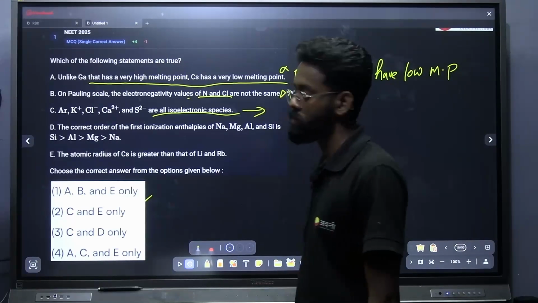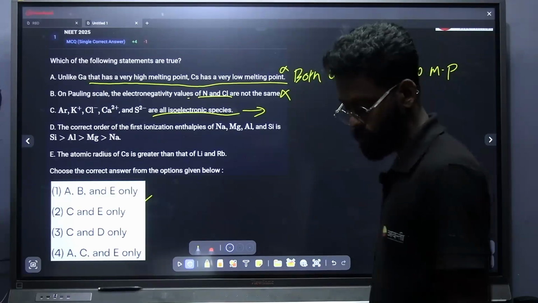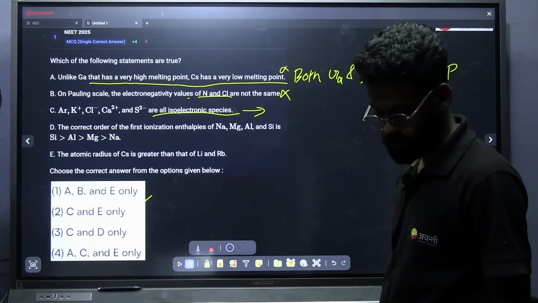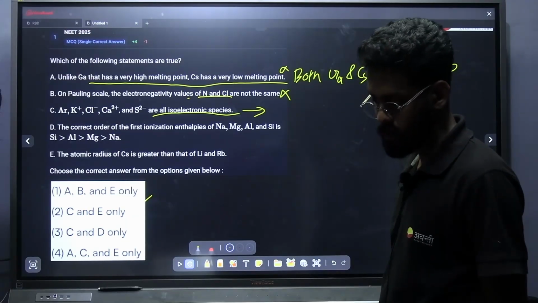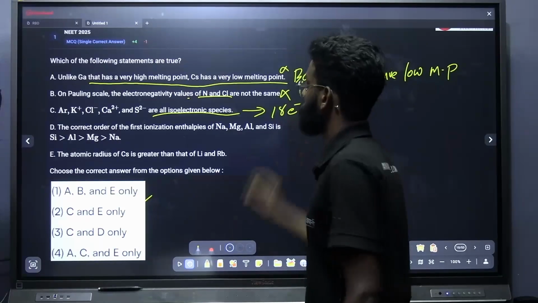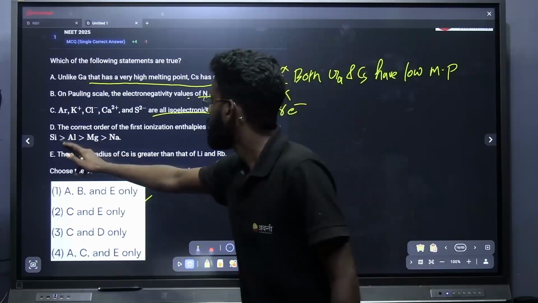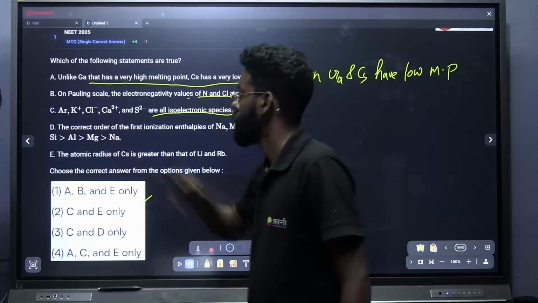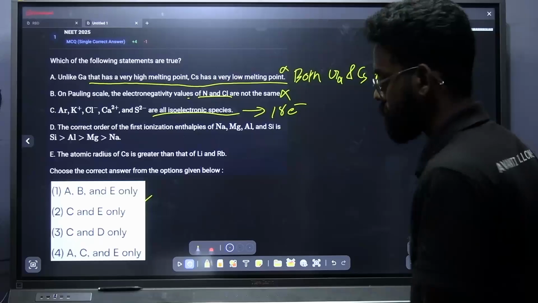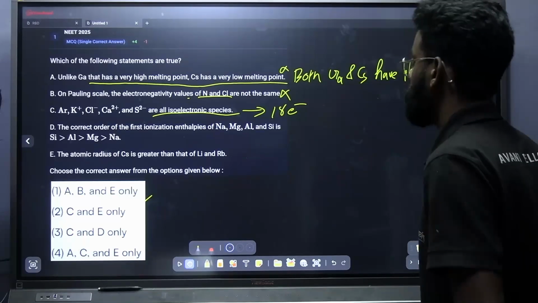What is the number of electrons? Tell me. Very good. It is 18 electrons. Now coming to option D, silicon, aluminium, magnesium, sodium. Is it the correct order or is it the wrong order? Is it correct or wrong?